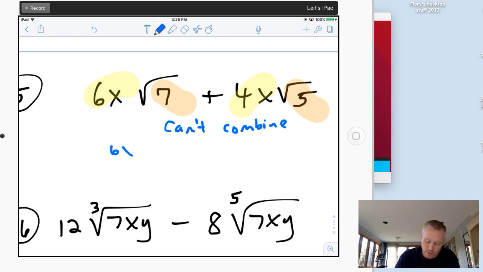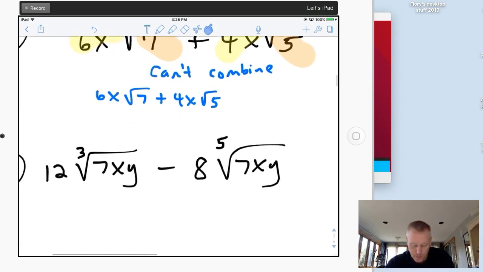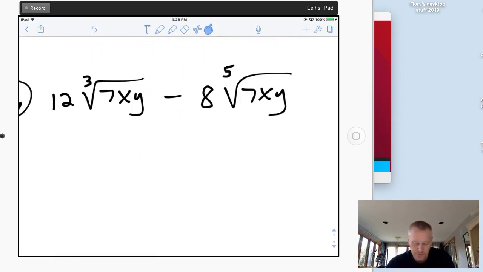I mean, the only thing you can do is leave it as it is. So you just leave it, okay? You can't combine those together. They don't have the same number under the radical. Can't add them. All right, this one.